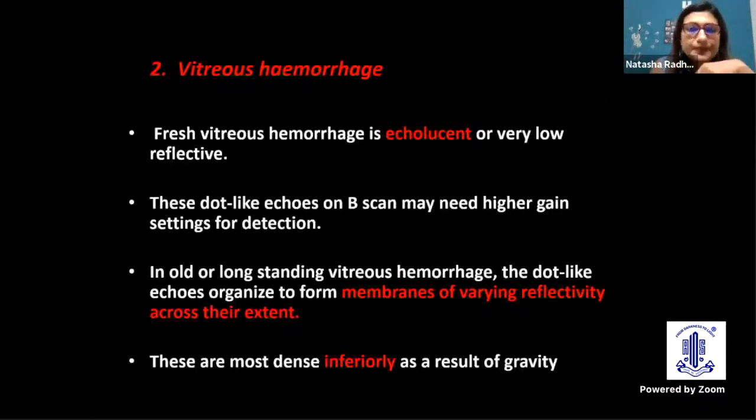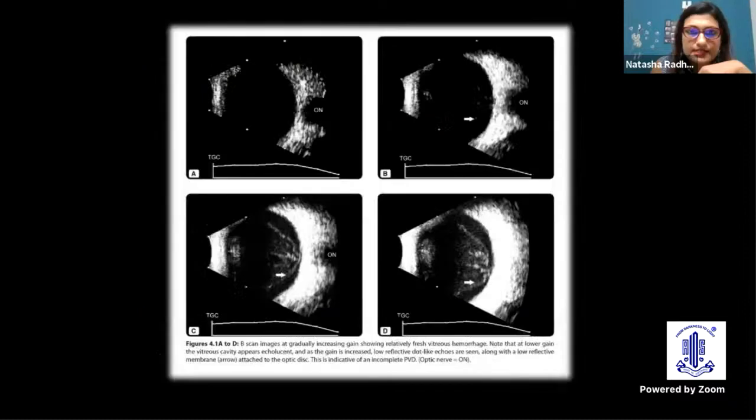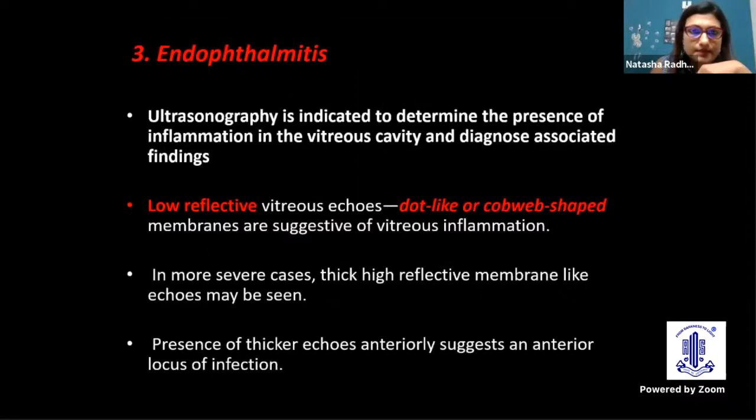reflective that structure is. Now, fresh vitreous hemorrhage is very low reflective or echolucent, and it may need higher gain for detection. However, organized vitreous hemorrhage will give you membranes of varying reflectivity, and they are usually denser inferiorly. So you can see there, as compared to an asteroid hyalosis, the vitreous echoes are very low reflective, and you can see some of them are membranous in the lower half of the scans, because of long-standing vitreous hemorrhage.